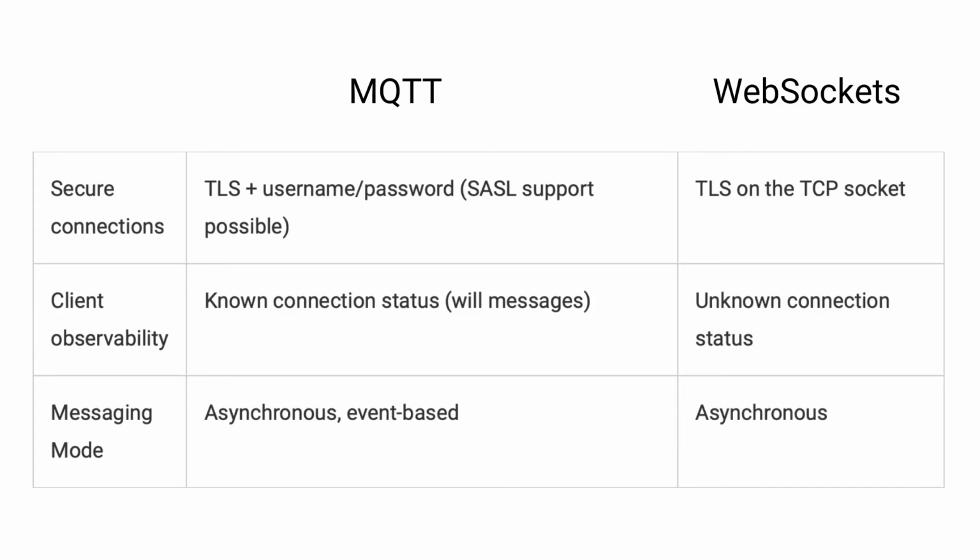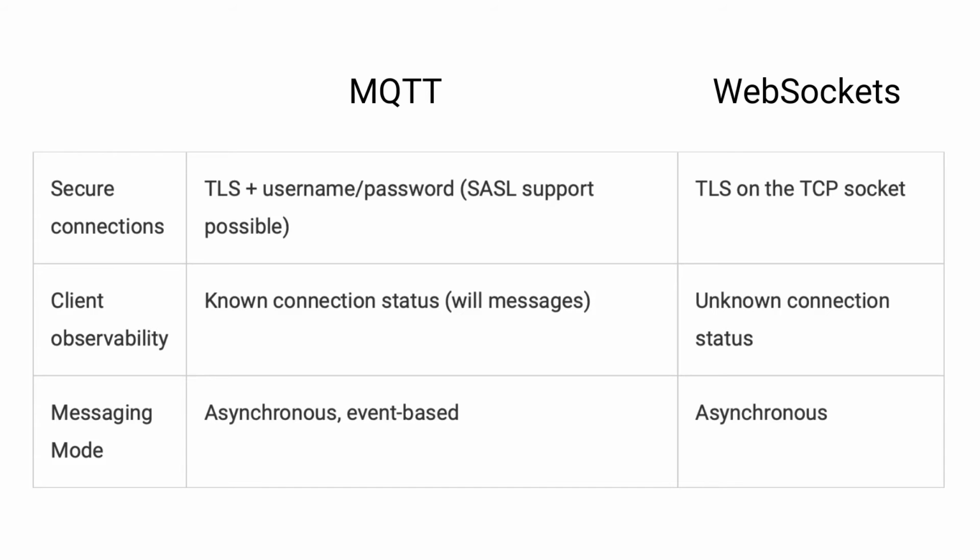A significant advantage of MQTT over WebSockets is client observability. MQTT allows the client state to be monitored via notifications. For instance, when a client unexpectedly disconnects, users can get a notification of the disconnection. Notifications are not possible in WebSockets.